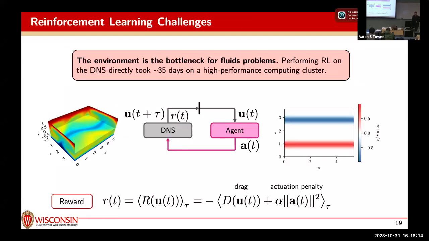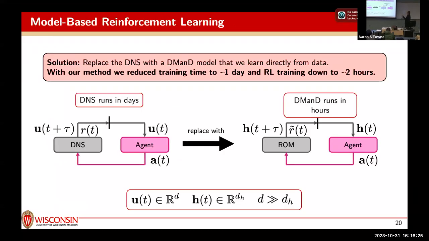And so I won't go into the details of that. So yeah, the environment's the bottleneck in this case. So we actually did it brute force with the DNS, took a month. And then it took a couple hours once we did the reinforcement learning with the model.